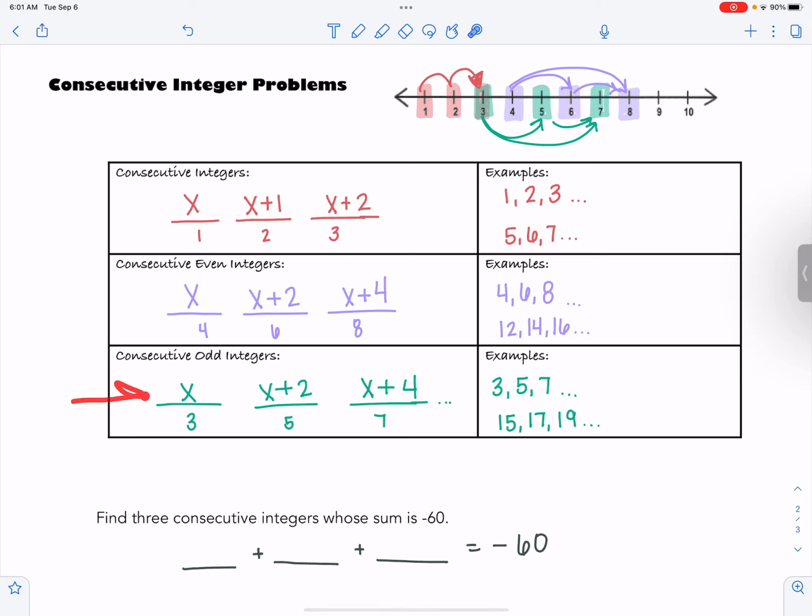The same thing is going to be true with my consecutive odd integers. The numbers I gave you were 3, 5, and 7 because those are the odd numbers right beside each other. If I was only looking at odd numbers, those are consecutive, those are back to back. However, when I'm writing in general with my x's, the first one's always going to be x or whatever variable they tell you. And then 5 is 2 spots away from 3, and then 7 is 4 spots away from 3. And so here is my general formula. Let's look at what that looks like when I actually apply it to some of these problems.